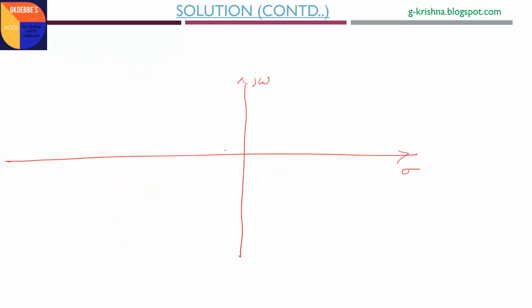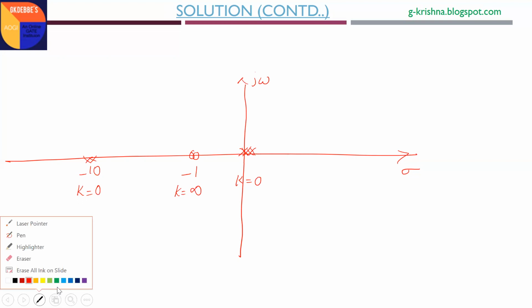There are 3 open loop poles lying at the origin, 2 zeros at minus 1, minus 1, and 2 simple poles at minus 10, minus 10. At k equal to 0, all the closed loop poles are open loop poles, that is 0, 0, 0, minus 10, minus 10. At infinite gain, they are the open loop zeros only, minus 1, minus 1. Then we tick the regions where the root locus lies on the real axis.